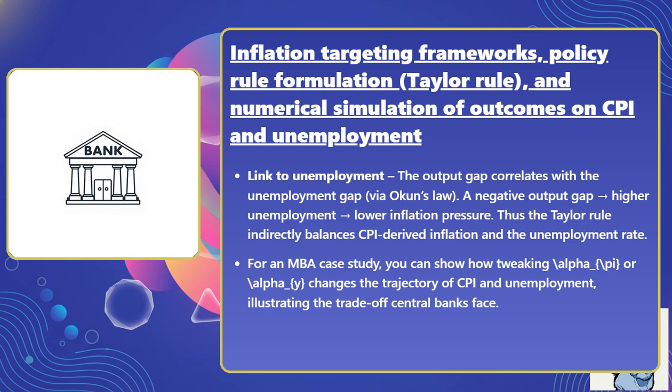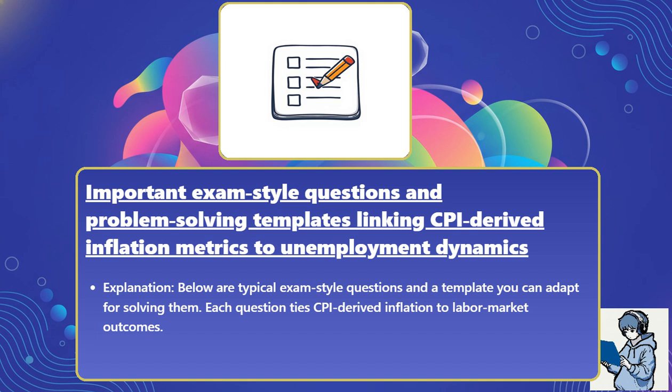For an MBA case study, you can show how tweaking α_π or α_y changes the trajectory of CPI and unemployment, illustrating the trade-off central banks face. Explanation: below are typical exam-style questions and a template you can adapt for solving them. Each question ties CPI-derived inflation to labor market outcomes.